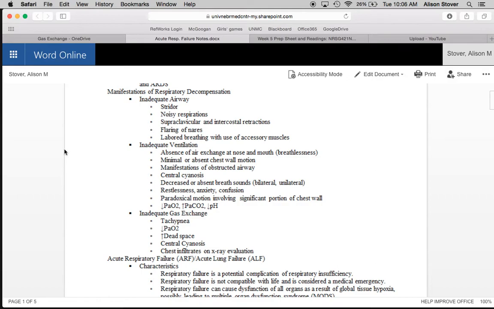But on the exam, we know that Colleen uses words and phrases interchangeably. So she may say circumoral cyanosis, or she may say blue lips. We don't really know. If your patient's hypoxic, they could be very anxious or confused and restless. What you'll see in ABGs, your patient will be in respiratory acidosis. So you'll see a low pH, high CO2 levels. And then in inadequate gas exchange, the patient will be tachypneic, again with the central cyanosis. If a chest x-ray is done, you may see some infiltrates.